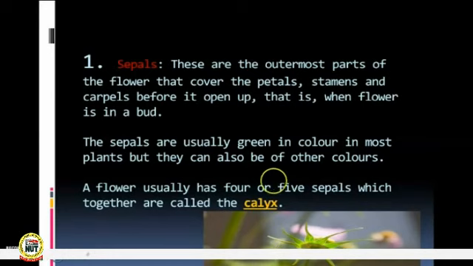Sepals are usually green in color in most plants, but they can also be of other colors. A flower has four or five sepals, which are collectively called calyx.